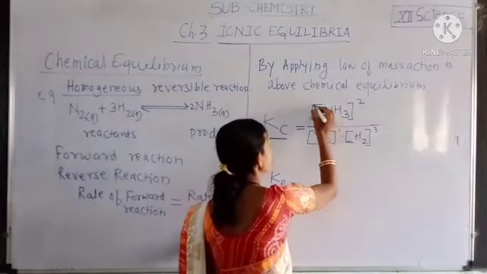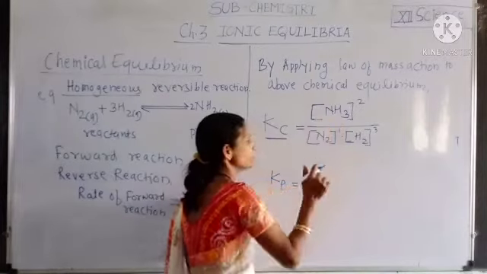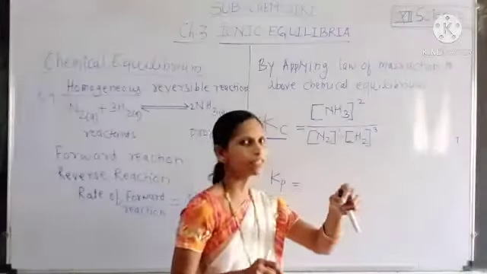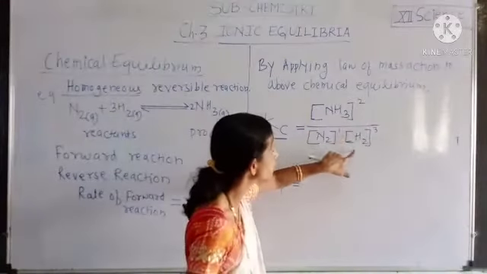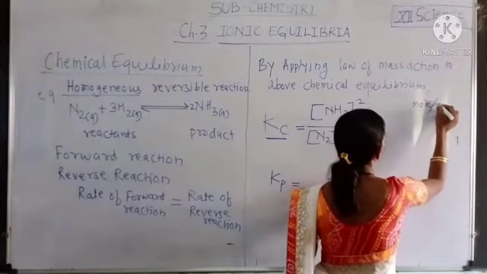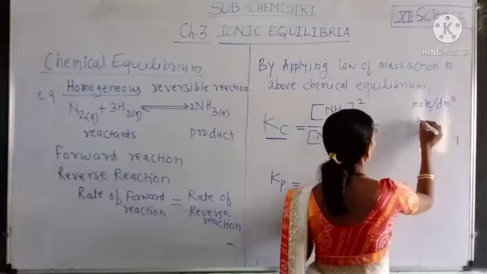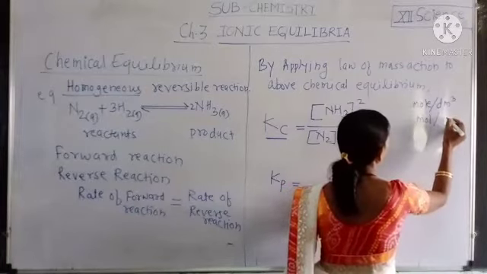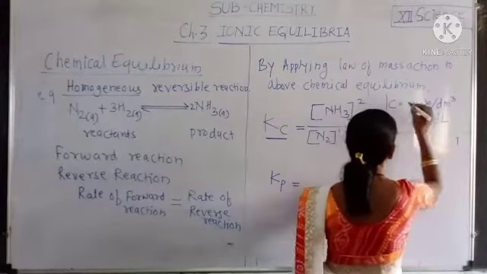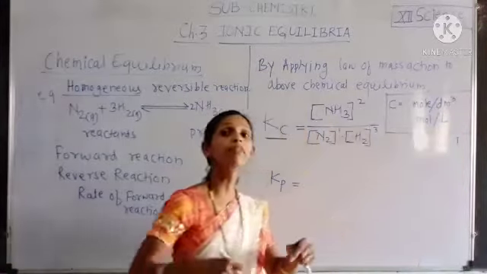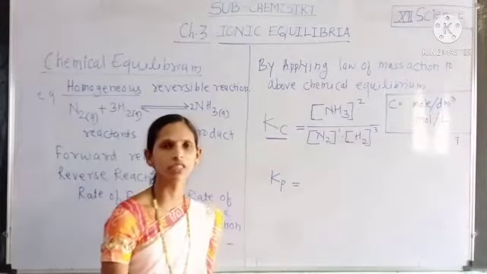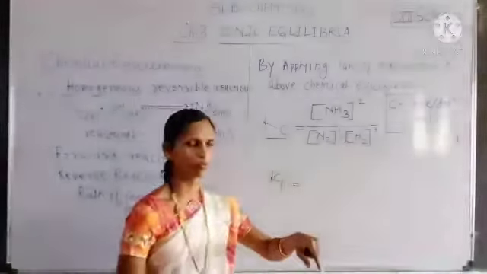See here the concentration term. For the concentration term, square brackets are used, which indicate the concentration of reactants and products in mole per dm3, or mole per liter. That is, the concentration term is used in liquid state. When a substance is in liquid state, its concentration is measured in mole per dm3.